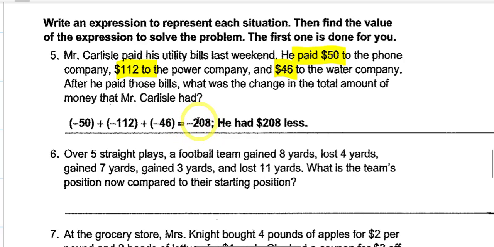Adding them together and getting an answer, negative 208, this is evaluating the expression. And then we provide the answer. We don't say he had negative $208. We say he had $208 less. This word less is indicating the negative that was in our answer. Okay.